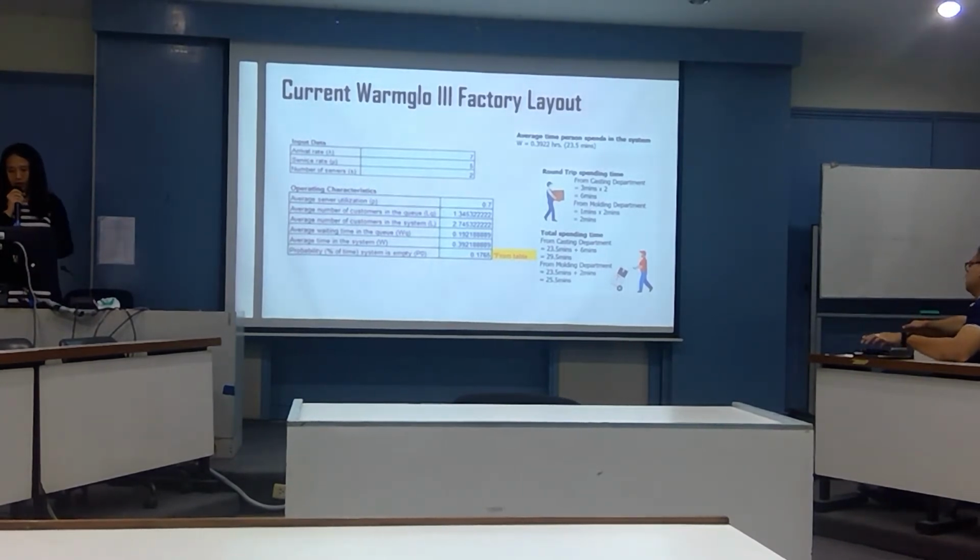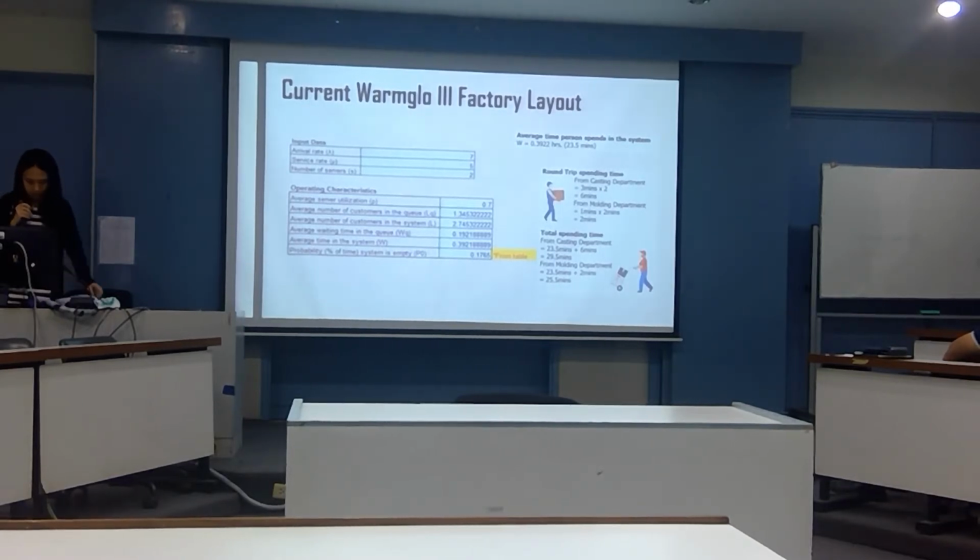So for the round trip, we multiply by 2, and the total time spent from the casting department is 29.5 minutes, and from the molding department is 25.5 minutes, respectively.